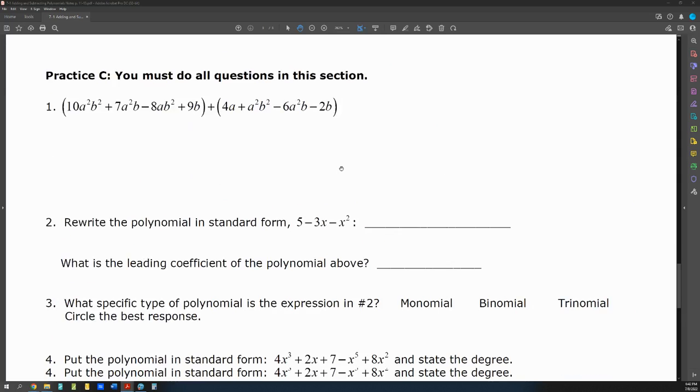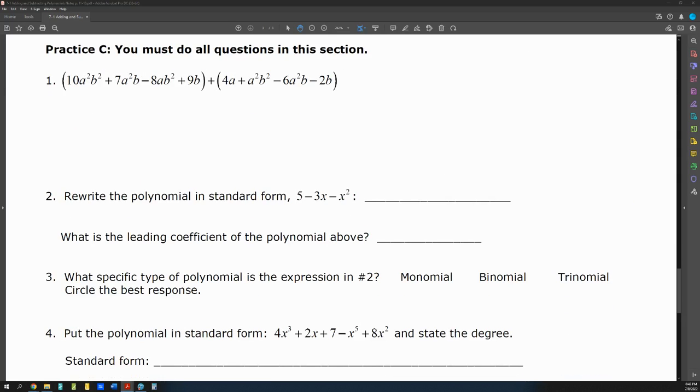Now let's take a look at practice C. So this one's a little bit challenging, but let's go through it together. So here, we're adding these two polynomials. Now I notice that many of these terms have 2 variables. But remember, as long as it has the same base and the same exponent, we can combine those like terms. Let's start with this first one here. 10a squared b squared. Are there any other a squared b squared terms in any of these polynomials? Yes, I see one right here. The coefficient for this is 1, so all in all we have 11a squared b squared.